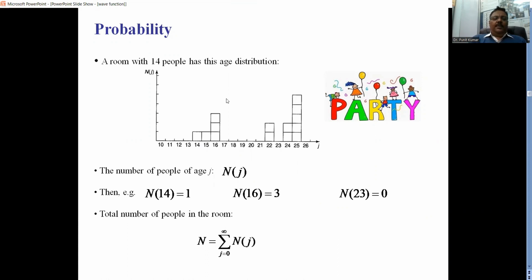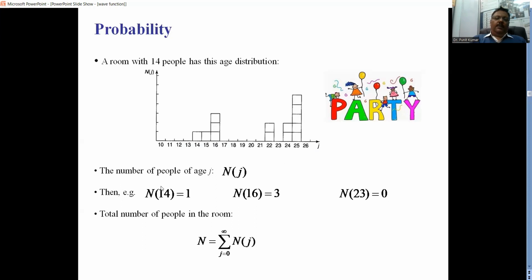So we see from this diagram, the bar diagram, that the age 14 is of one person. One person is having an age of 15 years. Three people are having an age of 16 years. Two persons are having an age of 22 years. Two are having an age of 24 years. Five have an age of 25 years.